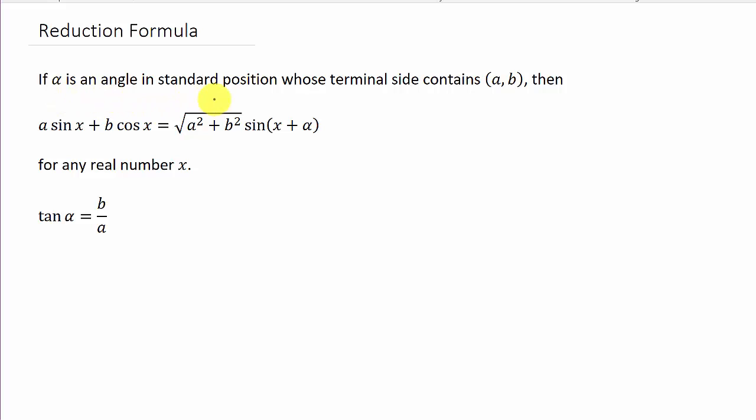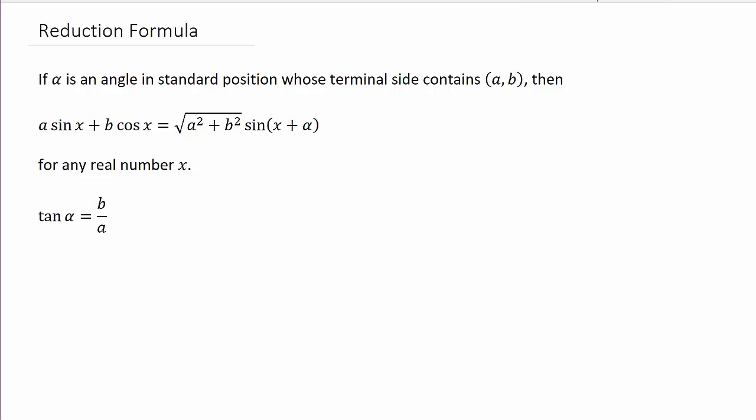So if alpha is an angle in standard position whose terminal side contains (a, b), then a sine x plus b cosine x is equal to, and this is going to be the square root of a squared plus b squared, times sine of (x plus alpha) for any real number x. So we know how to get this number in front of sine. X is just going to be x, and then we've got to figure out how to find alpha.